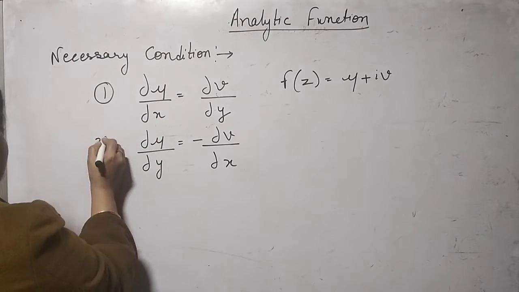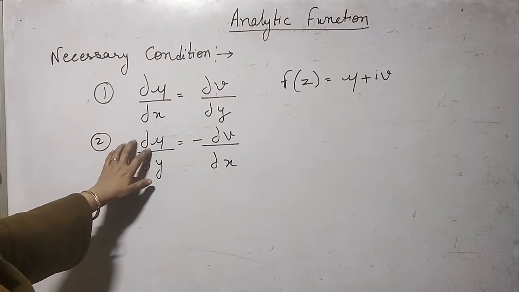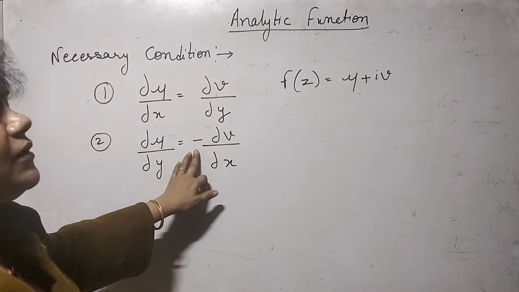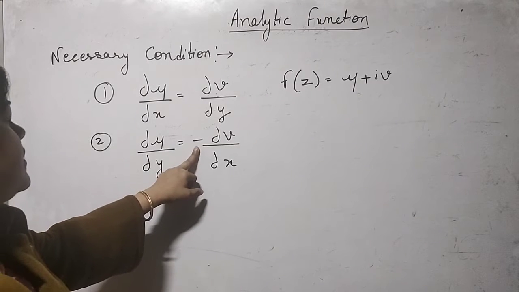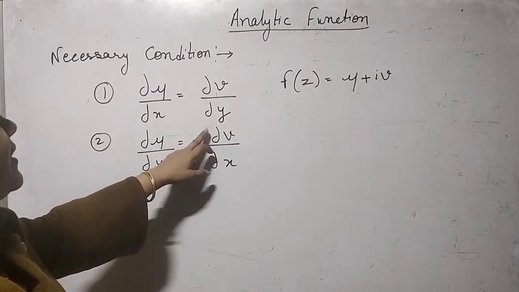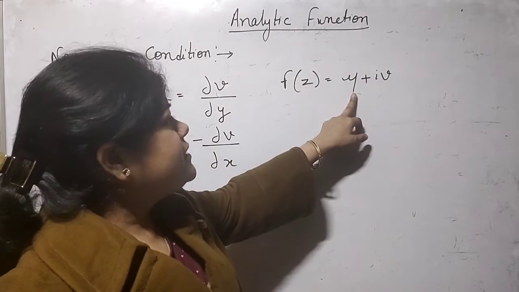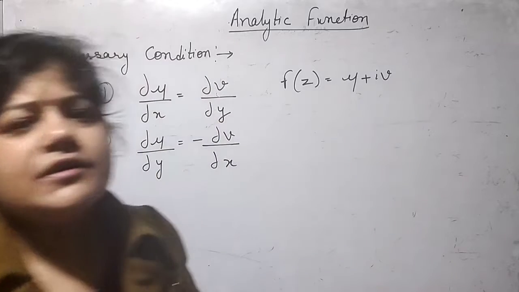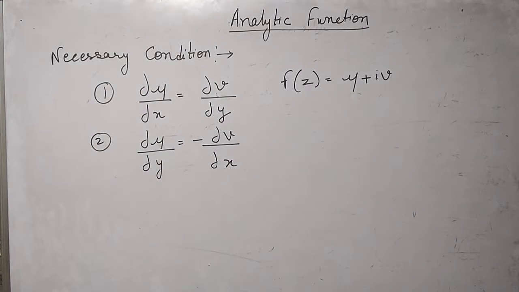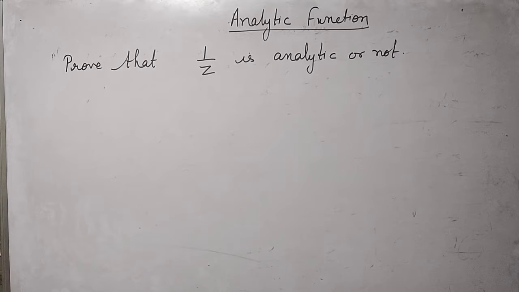Second condition, if we differentiate du with respect to y, it is the opposite, with the minus sign, dv over dx. That means u generally represents the x function and v generally represents the y function. Now I am going to explain with a question. Now consider this question. Prove that 1 upon z is analytic or not.